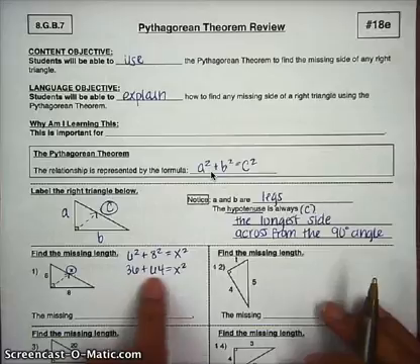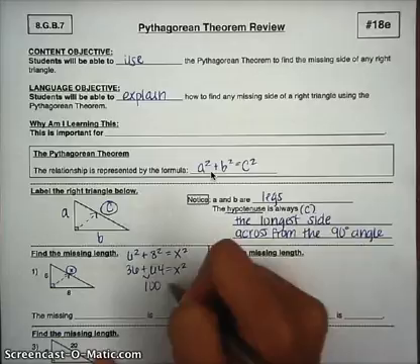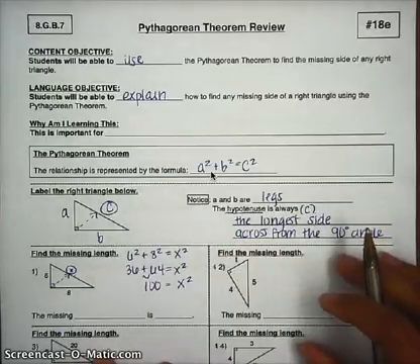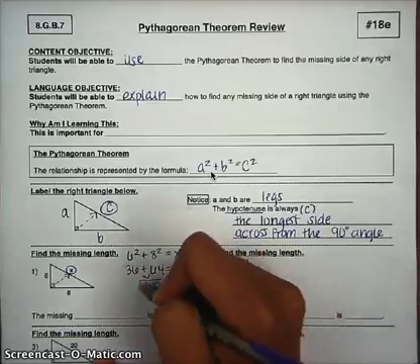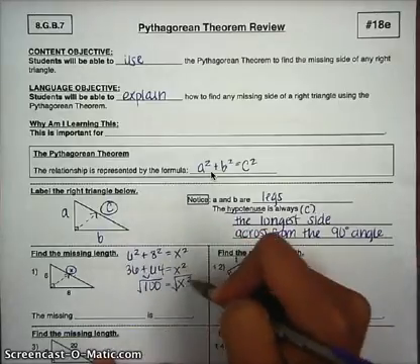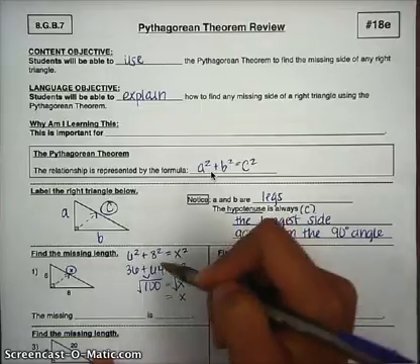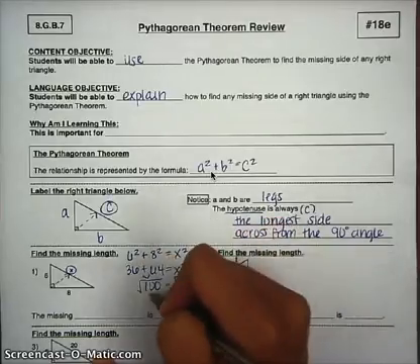On this step, what I'm going to do now is combine like terms. 36 and 64 will make 100, and it's supposed to equal x squared. I'm not done yet. I still need to take the square root of both sides, so I'm going to go ahead and do that. Take the square root of both sides. The square root of x squared is just x, and the square root of 100 is positive or negative 10.